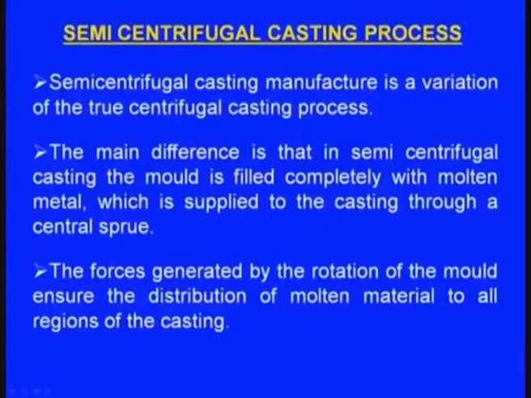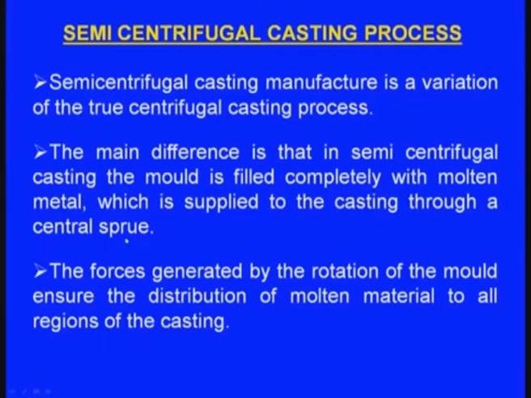The main difference is that in the semi centrifugal casting process, the mold is filled completely with molten metal, which is supplied to the casting through a central sprue. In the case of the true centrifugal casting process, no doubt there is a cylindrical mold and it is rotated, but finally the cast component will be hollow, there will be a hole inside. But in the semi centrifugal casting process, we will not get hollow components. That is the main difference.